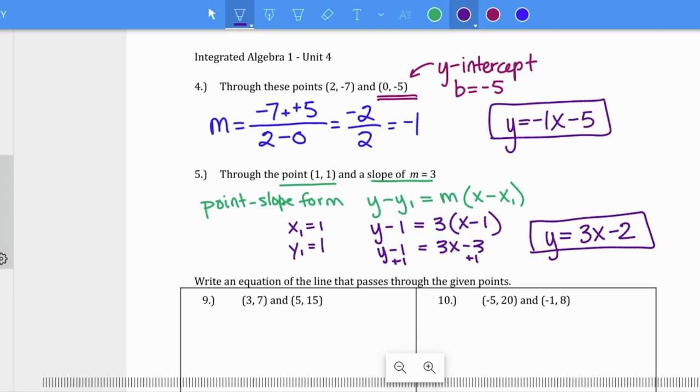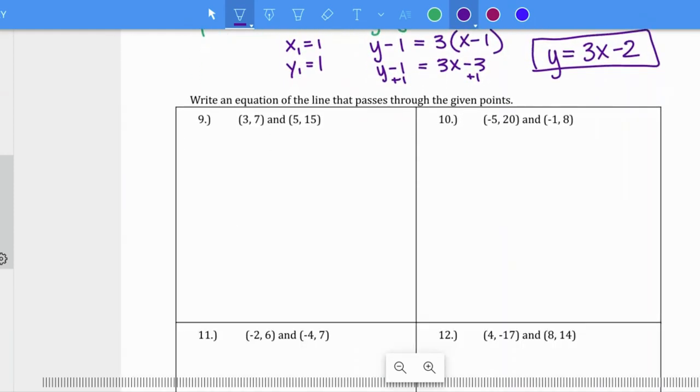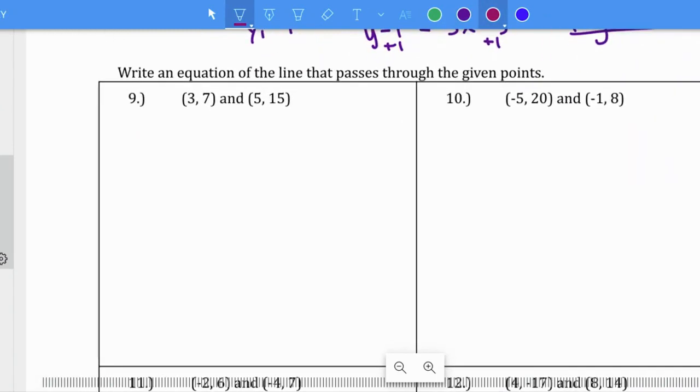All right, and the last part is just a bunch of practice writing from 2 points. Okay, so the process is all the same. Find slope first, and then put it into point slope form. So I'm going to kind of work through these quickly. If you need to, you can pause it and try them on your own. I'm going to have a slope. I'm going to subtract. Let's do 15 minus 7 and 5 minus 3. Should give me 8 over 2, simplifies to 4.